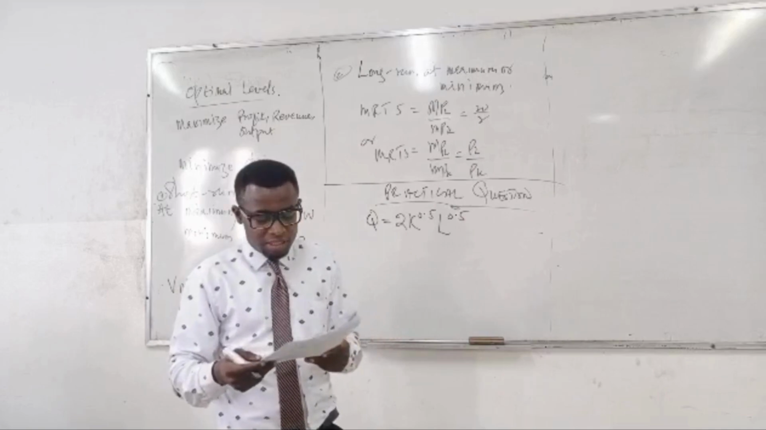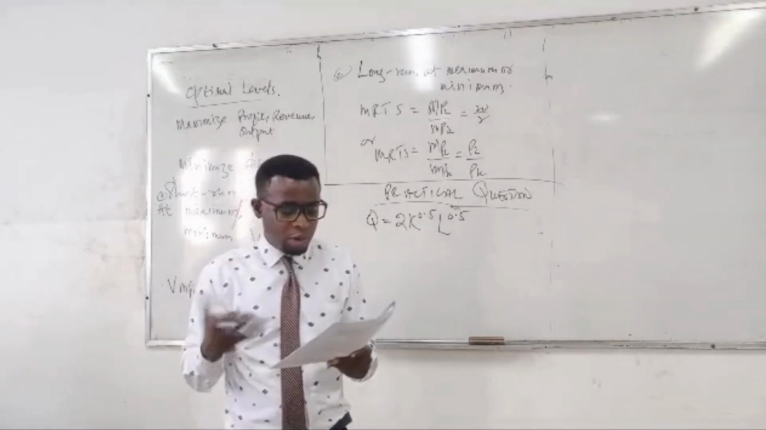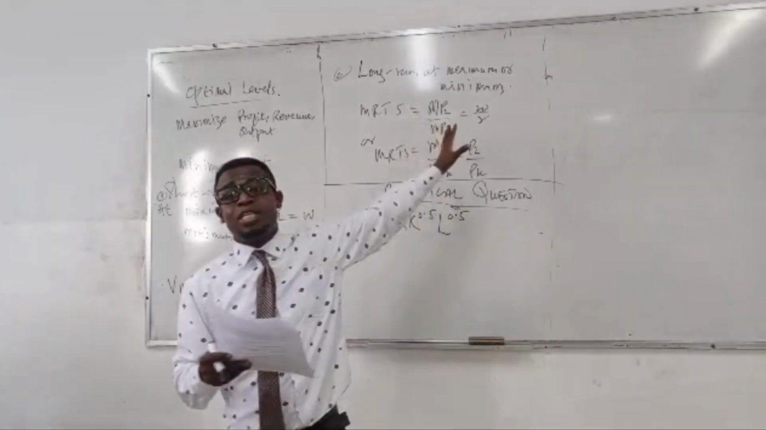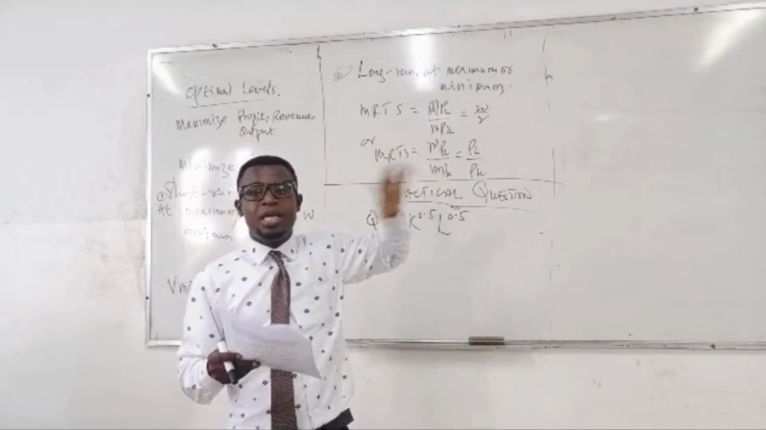So in this question, how do we know whether it's in the short run or a long run? Let's reread it again so that we can pick out the key point. Don't forget how to determine when it's a short run. In the short run, one input, which is usually the capital, is fixed.